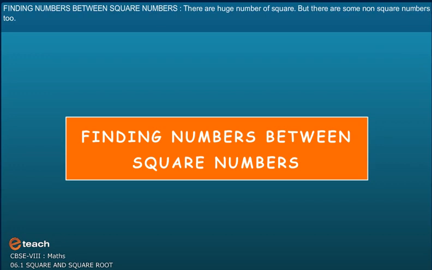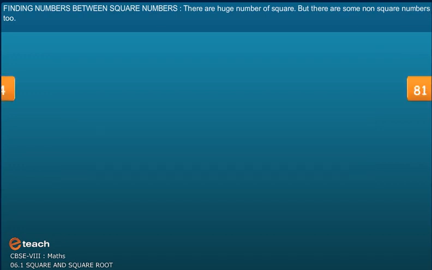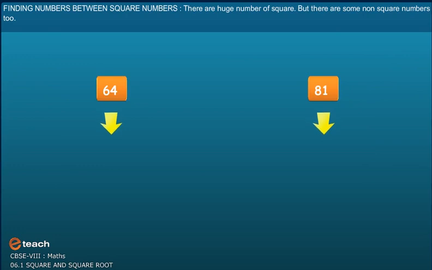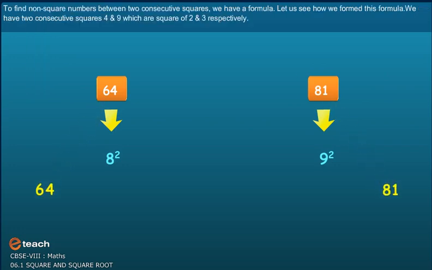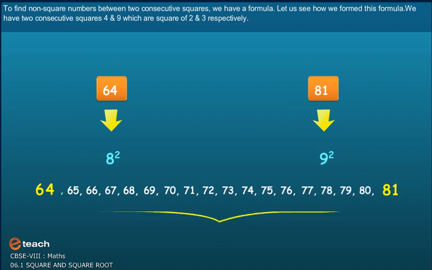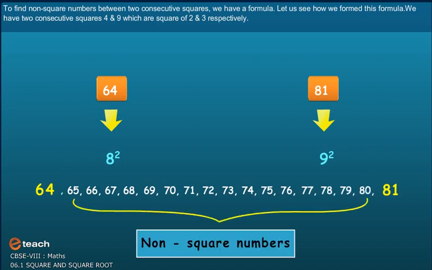Finding numbers between square numbers. There are a huge number of squares, but there are some non-square numbers too. To find non-square numbers between two consecutive squares, we have a formula. Let us see how we formed this formula.